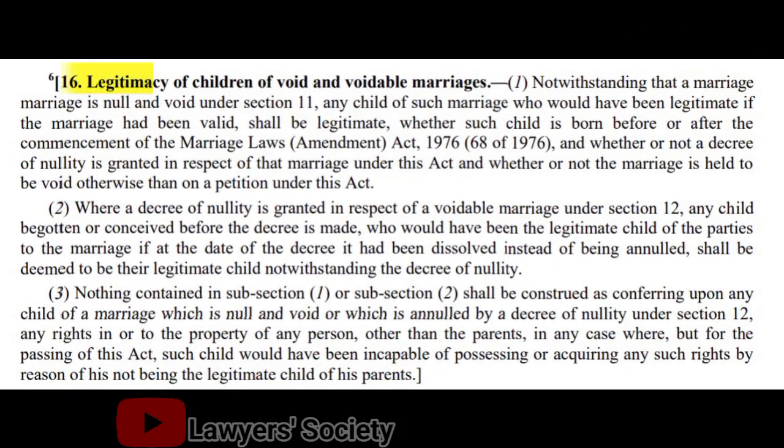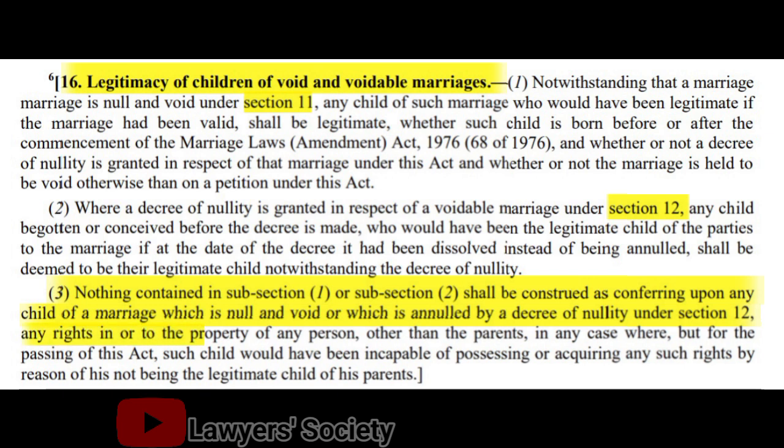Subsections 1 and 2 of section 16 provide a legitimate status to those children born out of these void or voidable marriages. Subsection 3 of section 16, however, reads that nothing contained in subsection 1 or subsection 2 shall be construed as conferring upon any child of a marriage which is null and void or which is annulled by a decree of nullity under section 12 any rights in or to the property of any person other than the parents in any case where but for the passing of this act such child would have been incapable of possessing or acquiring any such rights by reason of his not being the legitimate child of his parents.